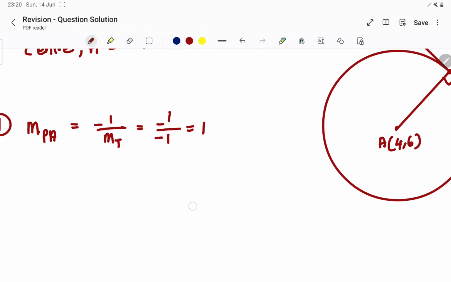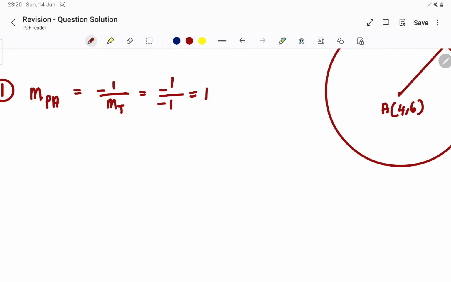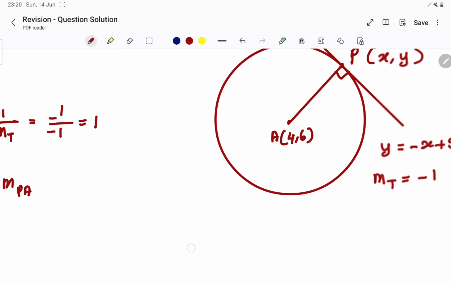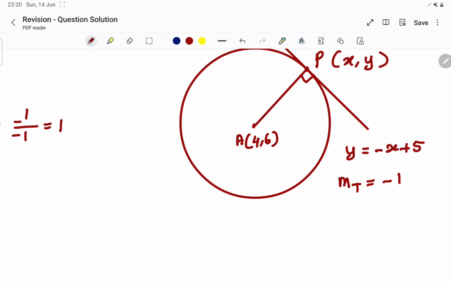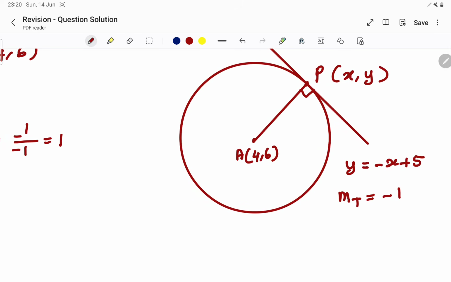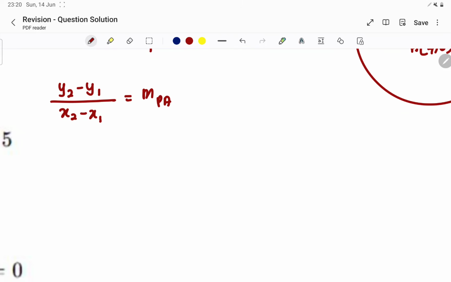Now in order for us to find the gradient, the formula is y2 minus y1 divided by x2 minus x1 equal to the gradient of PA just now. And then we have two coordinates here, which are the coordinate of A and the coordinate of P. So P is equal to (x, y), and the coordinate A is equal to (4, 6). So we can substitute inside. So y2 minus y1 should be y minus 6 divided by x minus 4 equal to the gradient of PA, which is equal to 1.